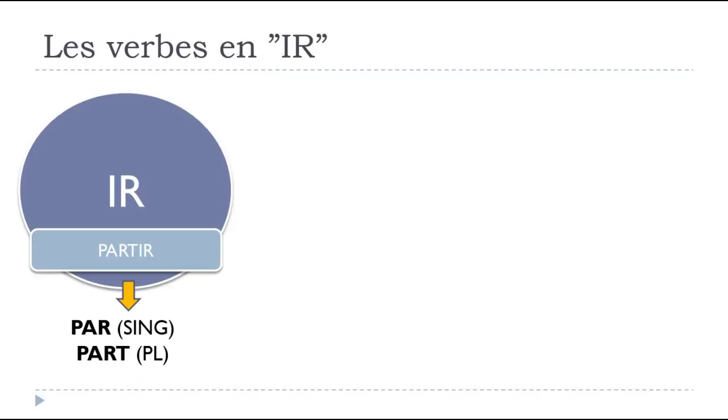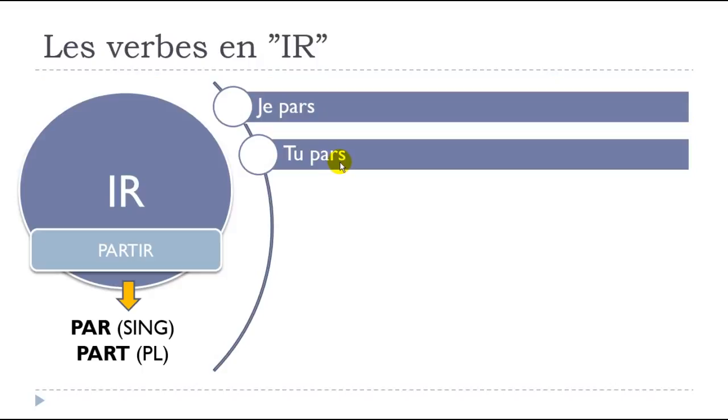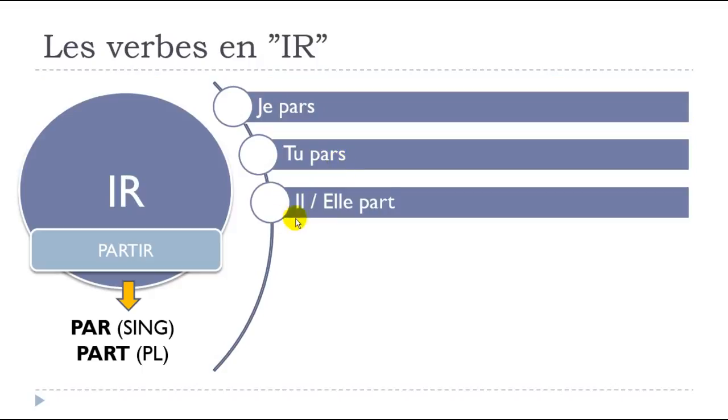So let's see how it will go, okay? The first form will be je pars. Remember, you put this S, you don't pronounce it. Je pars. Then you will get tu pars, il, elle, part. The first thing to keep in mind is that you've got this final S, final T, but you don't pronounce them. So phonetically, je pars, tu pars, il part, elle part.